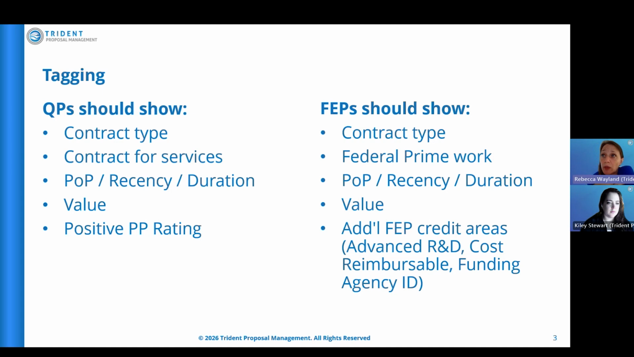So if you have QPs and they all happen to be federal prime work and they all happen to be for different agencies, you won't get that credit for having 3 distinct customers unless you also tell Symphony to grade that project as an FEP. So if you're not seeing a point that you expected to see on your scorecard, that might be the reason why.